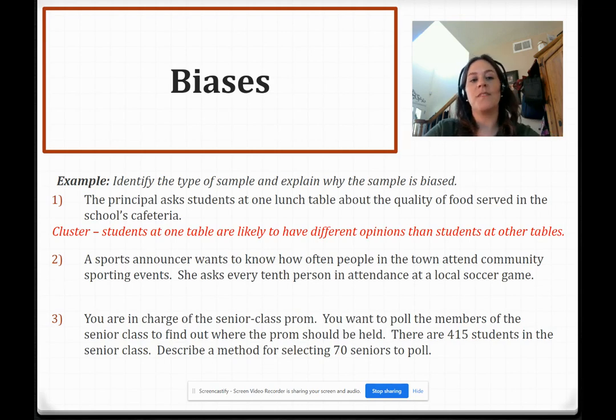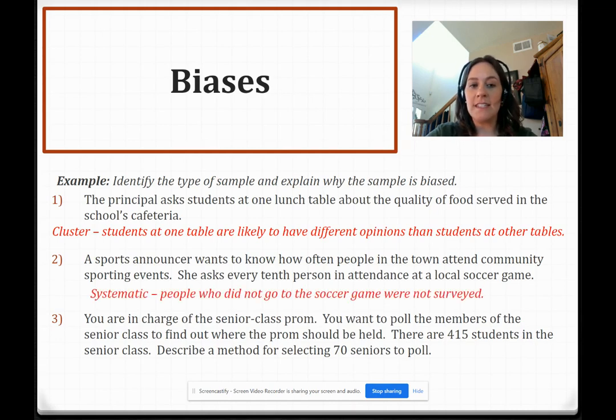Number 2, a sports announcer wants to know how often people in town attend community sporting events. She asks every 10th person in attendance at a local soccer game. So we want to know what type of sample and why could it potentially be biased.